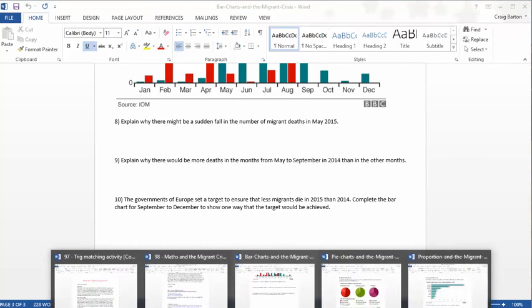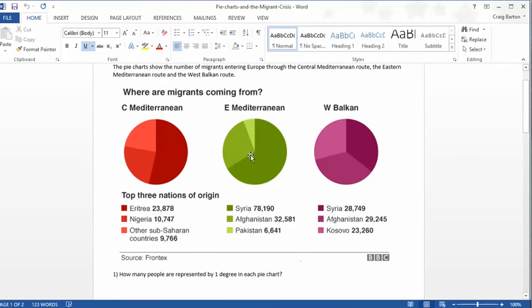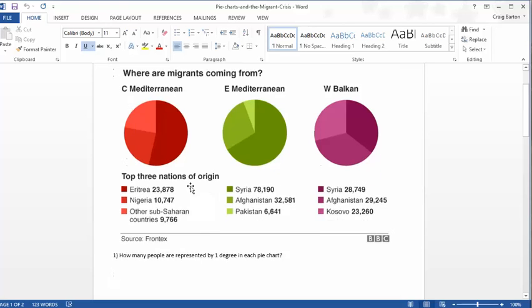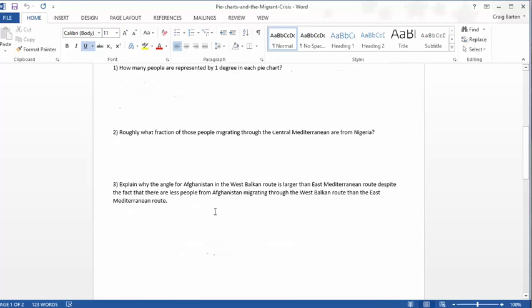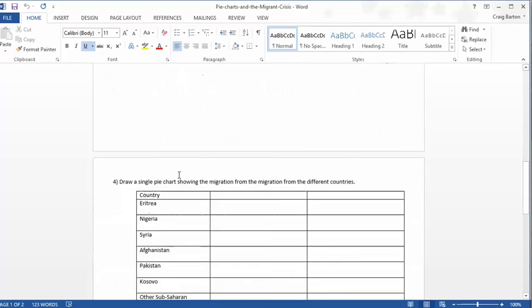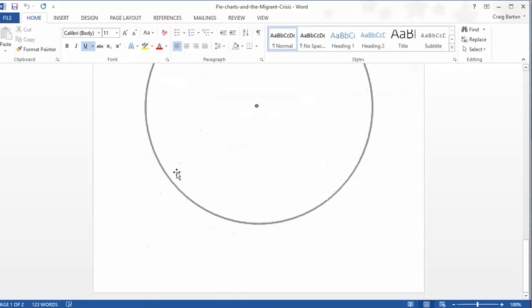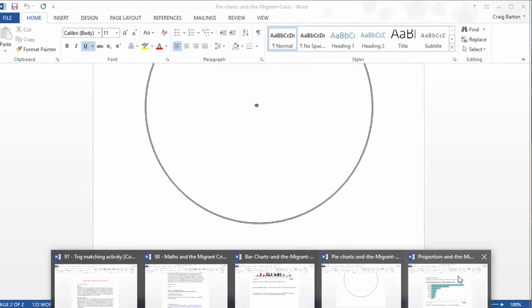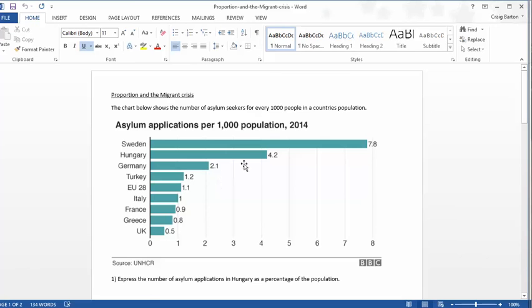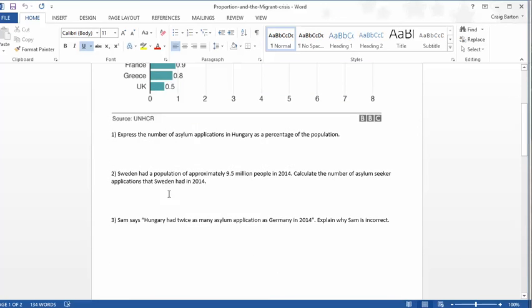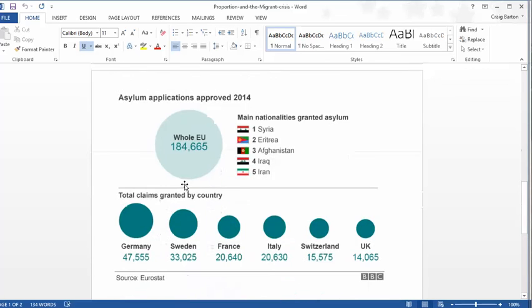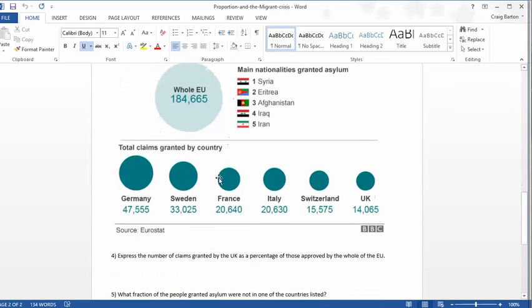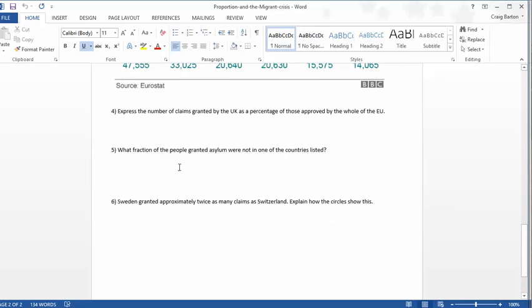If we have a look at the pie chart one, we get something similar here. So pie charts from the BBC, where are the migrants coming from? And again, students are given the opportunity to analyse these pie charts through some really nice structured questions and then create their own pie chart. And finally, we have a proportion. So again, we're presented with a graph that you'll have seen from the previous one, but this time we get different questions asked about it. And this one's slightly more difficult. And then we get this one here, asylum applications approved in 2014, and more questions about that.